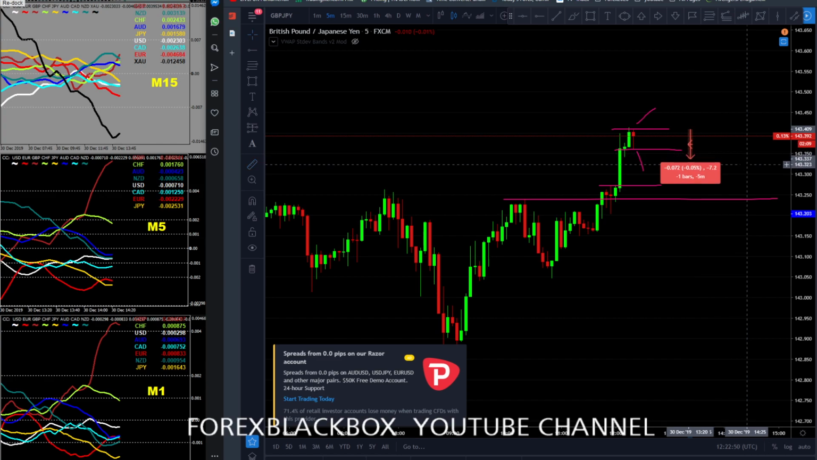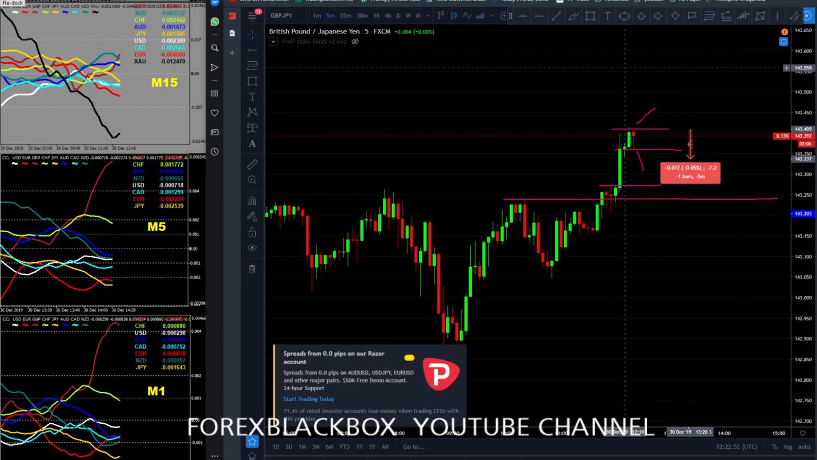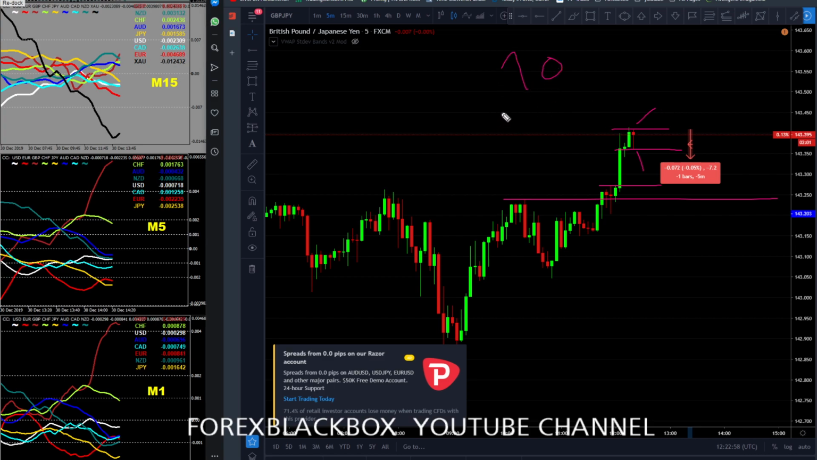Look, currency doesn't work that way. Currency needs more room to run. So 10 pips is nothing. 10 pips is nothing on this pair. Pound, sorry, you want pound USD.